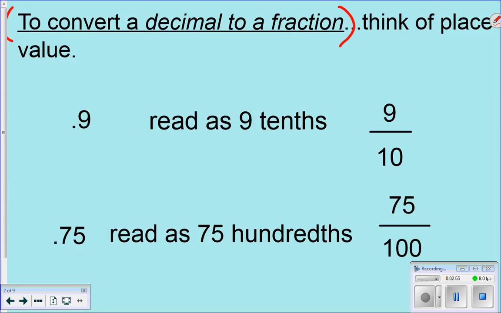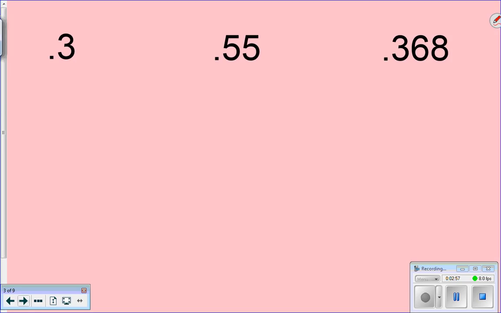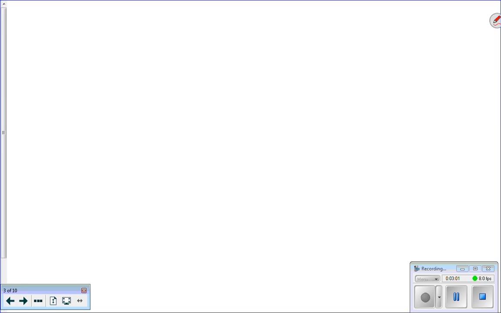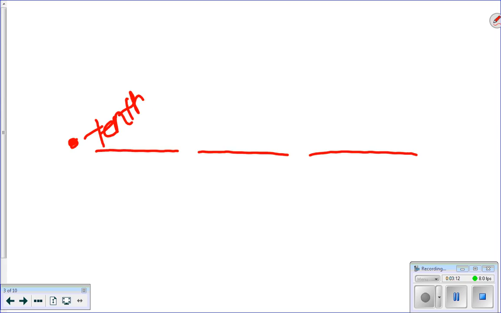To convert a decimal to a fraction, first, I'm going to go back. I want to talk about just place value behind a decimal. What is this first place called, Henry? Tenths. If you cannot remember this, make sure you have this written down in your notebook.